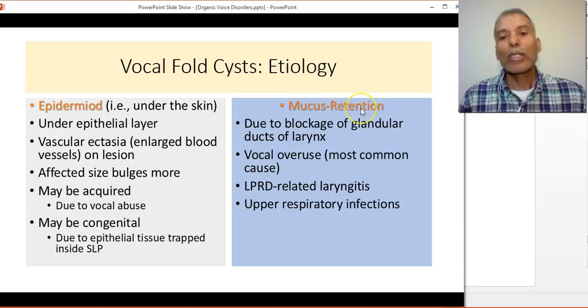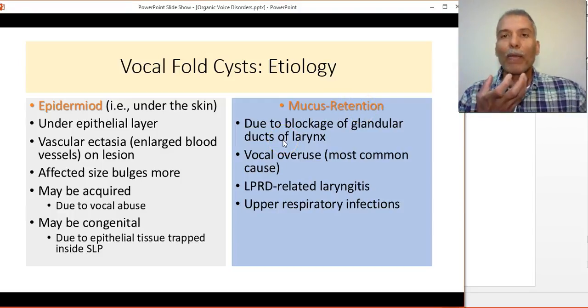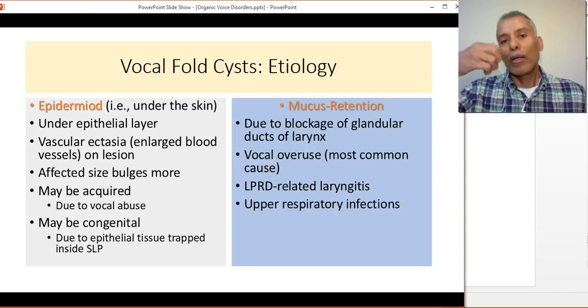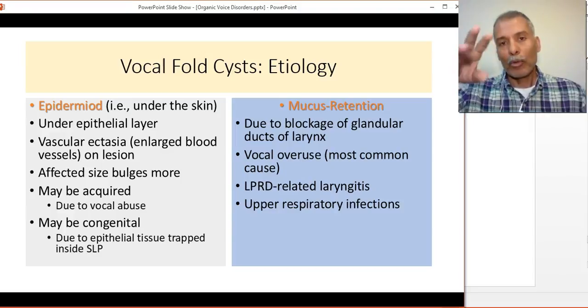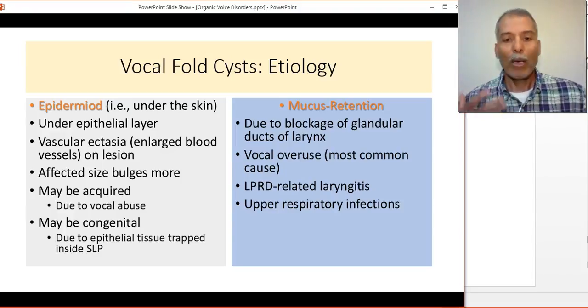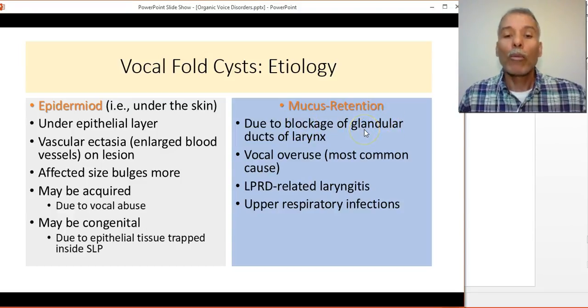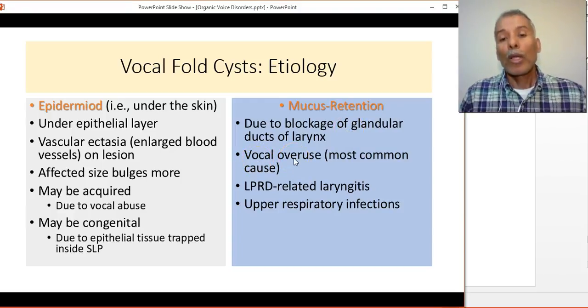So the mucus retention, basically, the larynx has many sites where there are mucus cells and glands that produce mucus to make it moist and to minimize damage and dryness and so on. So some of these ducts to the glands could be blocked, and maybe blocked because of vocal overuse. That's the most common cause.